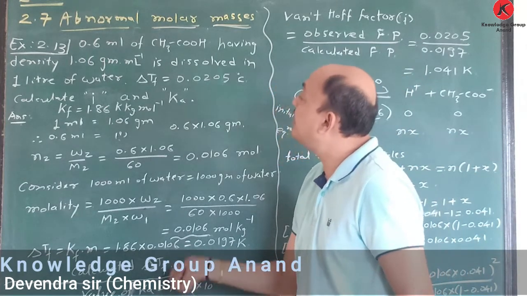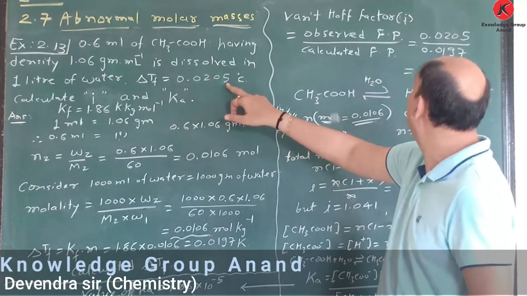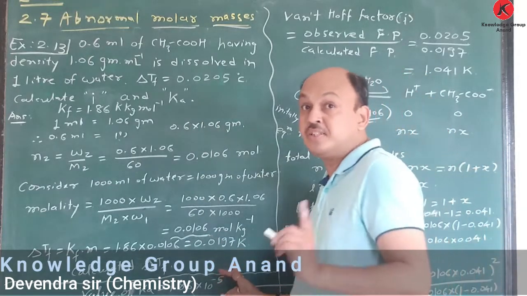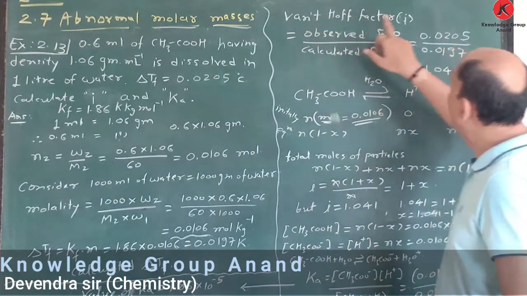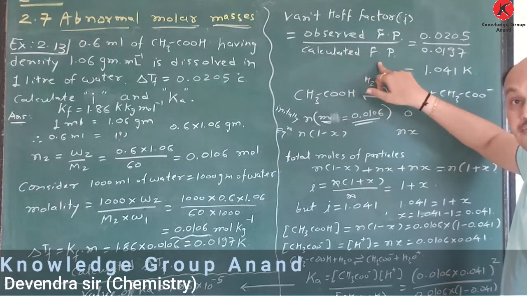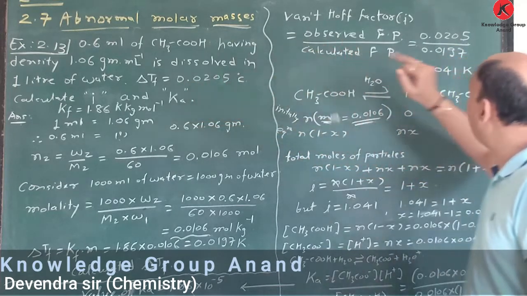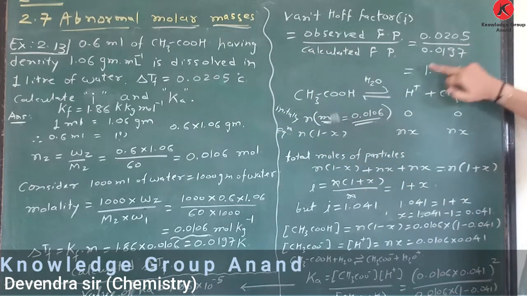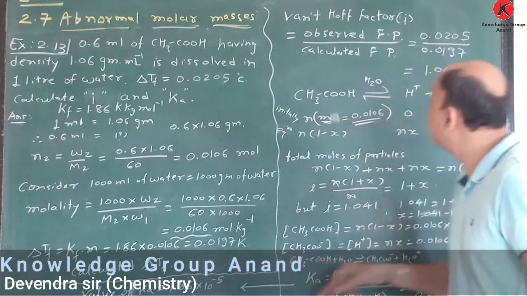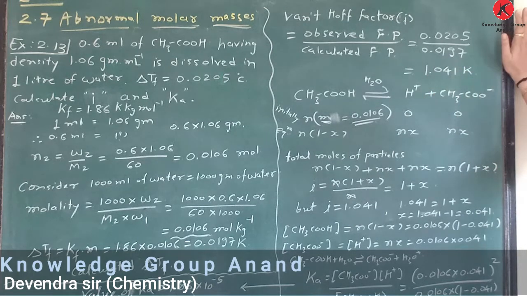Remember this. Here a certain value is given for delta Tf. We can say that is the observed value. Observed value is this and calculated value is this. Do not confuse them. Van't Hoff factor i is equal to observed freezing point depression divided by calculated freezing point depression. Observed is given as 0.0205. Put this value here, and the calculated one we obtained is 0.0197. So the value is 1.041.